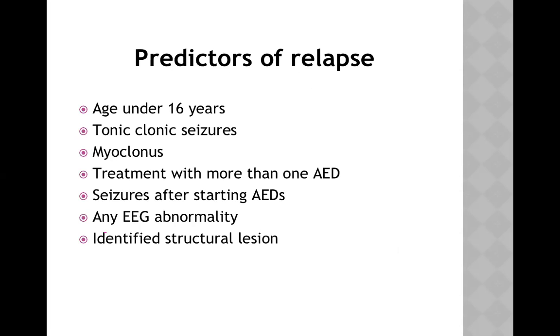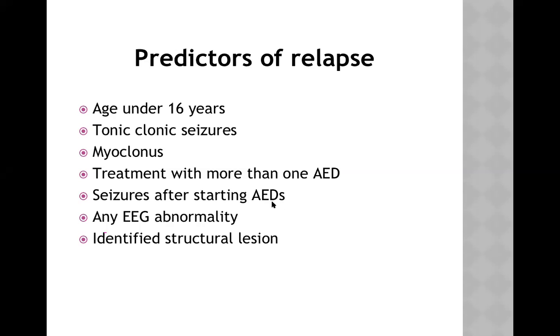Now, sometimes epilepsy or seizure disorder can relapse, and these are the predictors of relapse. Relapse means it is coming again in the future. If the person is under the age of 16 years, there is a high chance of relapse. If it is tonic-clonic seizure, it has a chance of relapse. Myoclonic seizure is difficult to control as well as a high chance of relapse. Treatment with more than one anti-epileptic drug, AED, means the seizure is already a difficult one. This epilepsy is probably an intractable type.